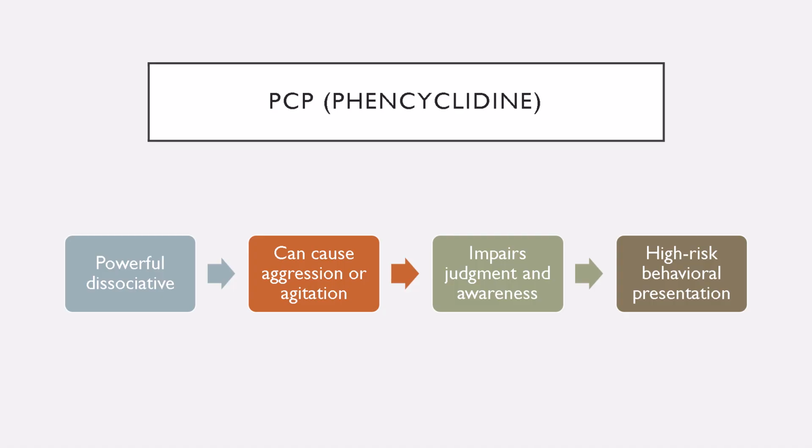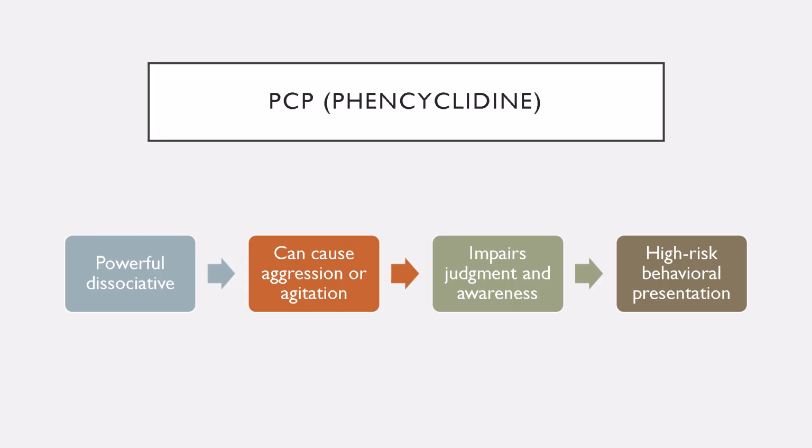So PCP is a dissociative substance, and it produces some really intense and unpredictable effects. It's going to affect multiple neurotransmitter systems, and it significantly impairs perception, judgment, and awareness. Clients under the influence of PCP may appear confused, disoriented, or just disconnected from reality. One of the most concerning aspects of PCP is its association with aggressive or erratic behavior. That doesn't happen in every case, but it is a known risk.